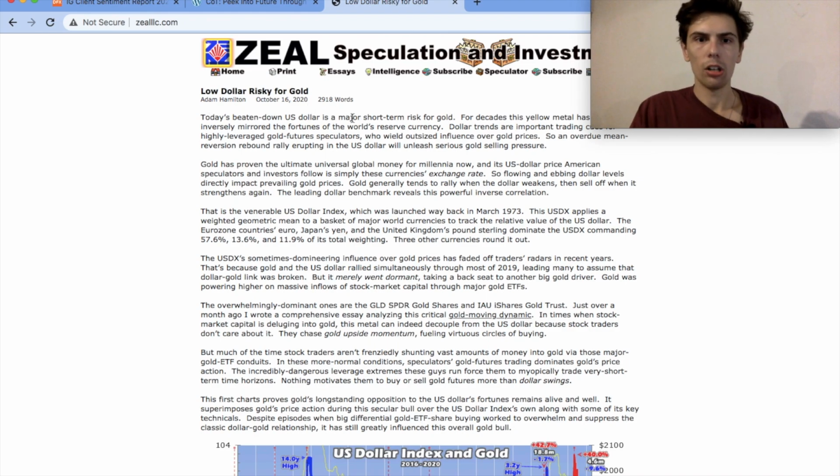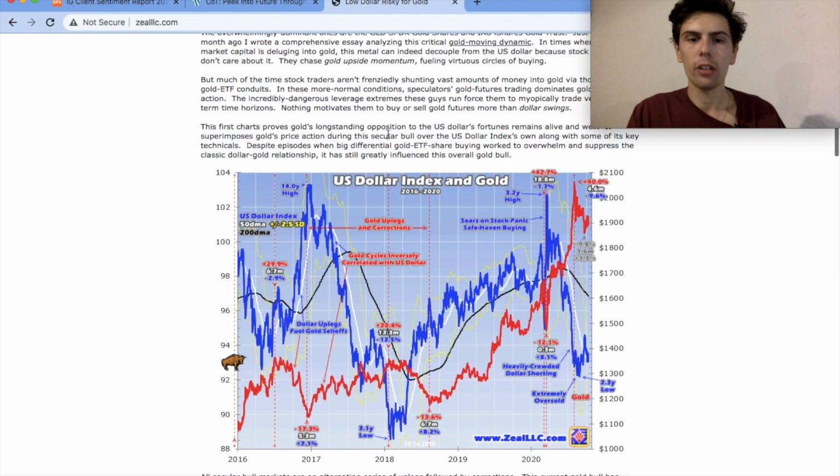The beaten down dollar is a major short-term risk for gold. For decades, gold has inversely mirrored the world reserve currency. So if you take a look at this chart, it's not perfect, and there are times where they move together, but the general correlation is the dollar and gold are inversely correlated, right? When the dollar's going up, gold is going down, and vice versa. And that has been the case at least this year, where we've seen a huge run up in gold and a huge fall in the dollar.